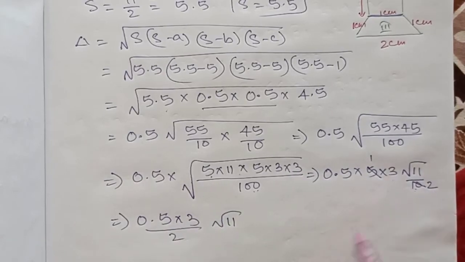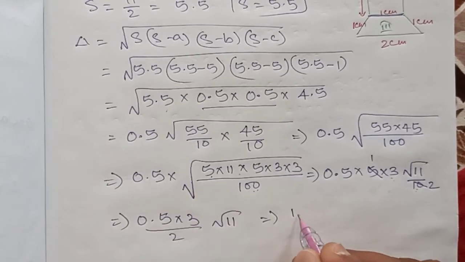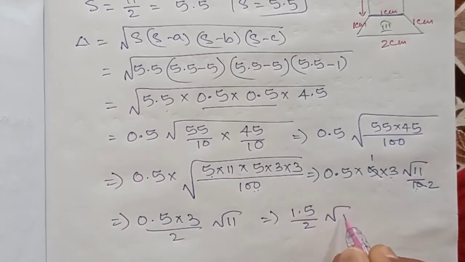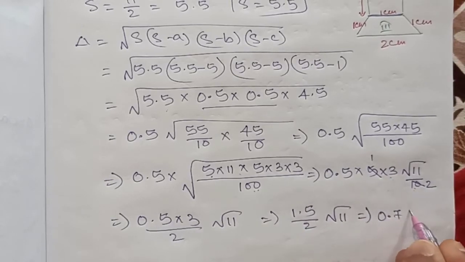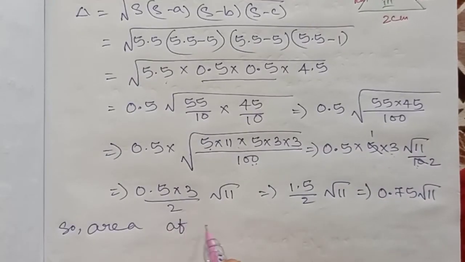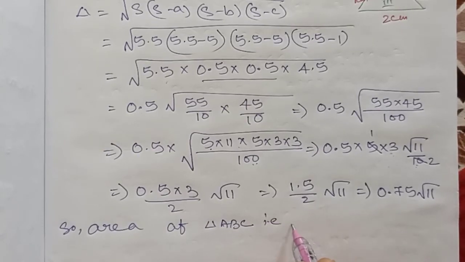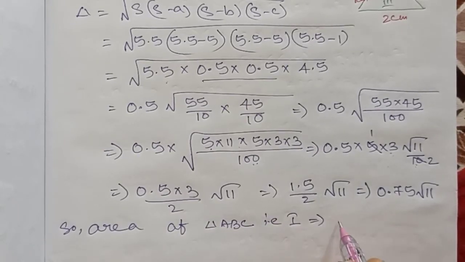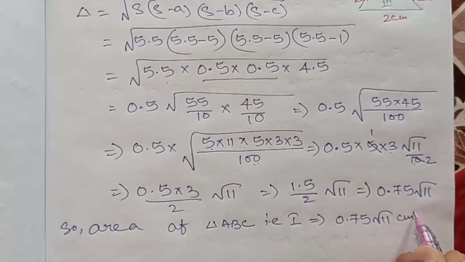This 2 I wrote under these two numbers. 0.5 into 3 is 1.5, so 1.5 by 2 root 11, that will become 1.5 divided by 2 is 0.75. So here we will get 0.75 root 11. So the area of triangle ABC, that is the first figure, is 0.75 root 11 centimeter square.